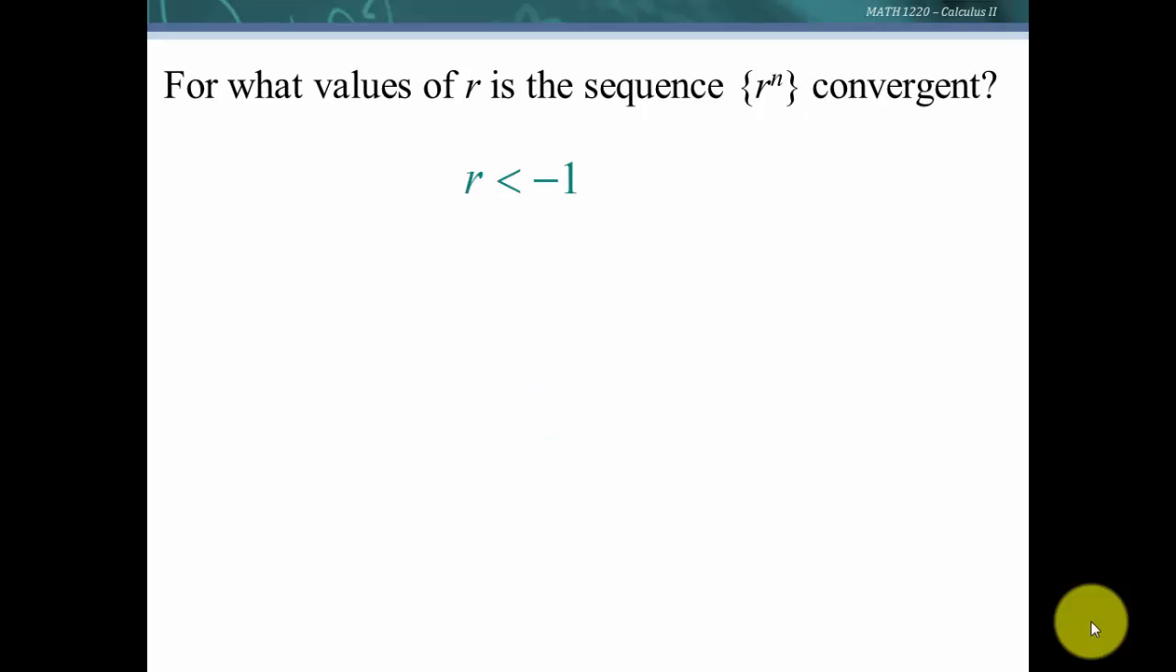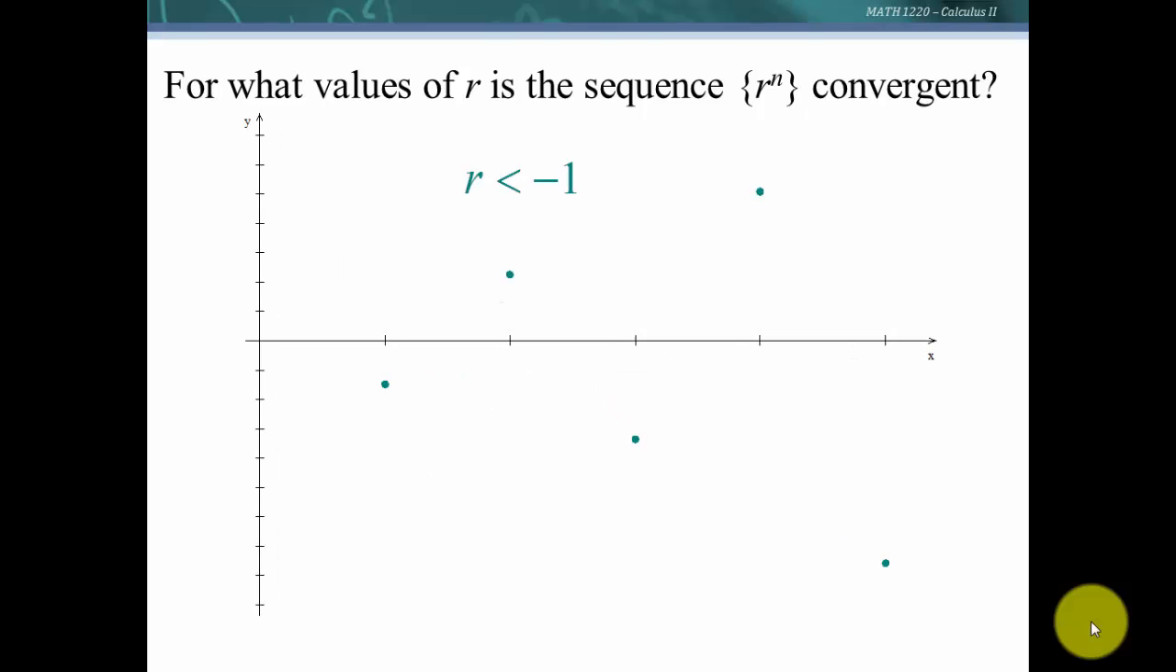What if the r is less than -1? So -2 or -3, and we can see that in that case, again, we're going to have alternating signs, but the absolute value or magnitude of this is going to become larger and larger, and so this is divergent.